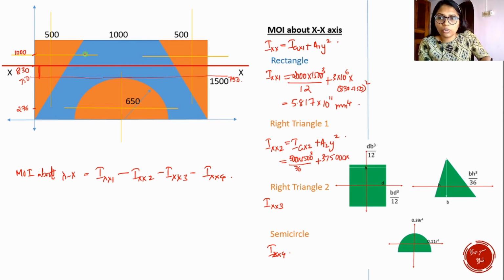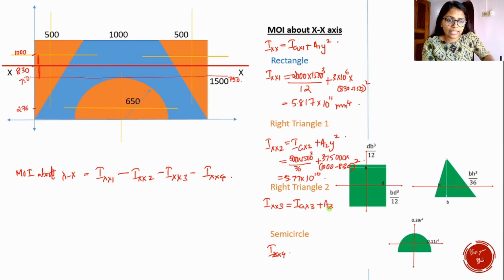Here it is drawn, this yellow axis and the red axis. Red axis is the main axis by which we rotate the blue color body, isn't it? So the distance here is 1000 minus 830. 1000 minus 830 the whole square, and the value is about 5.77 into 10 raised to 10. Okay, and next for the right triangle number 2, here also it is Igx3 plus a3 y square.